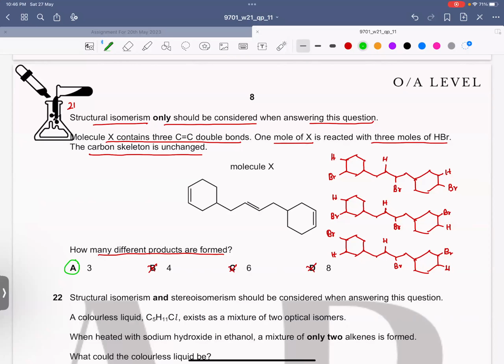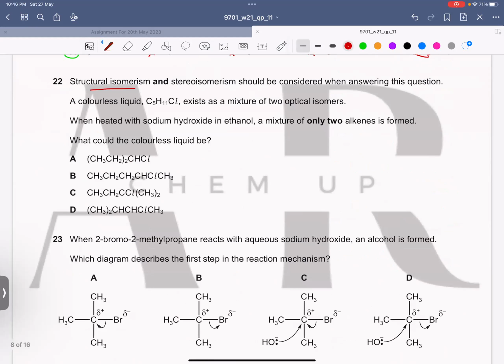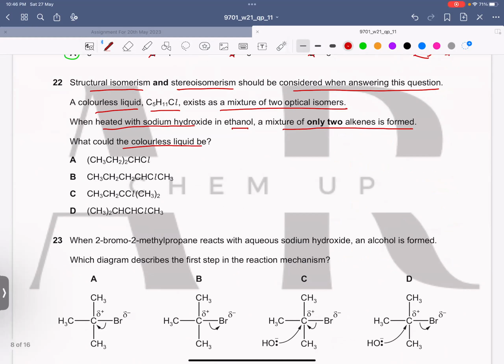Structural isomerism and stereoisomerism should be considered when answering this question. Okay, here you have to consider both structural and stereoisomerism. A colorless liquid having C5H11Cl exists as a mixture of two optical isomers. Okay. When heated with sodium hydroxide in ethanol, a mixture of only two alkenes is formed. What could the colorless liquid be? Okay. So if it exists as a mixture of two optical isomers, which means that it must have a chiral center, right?